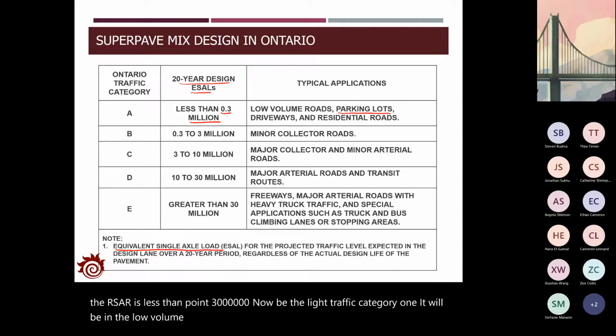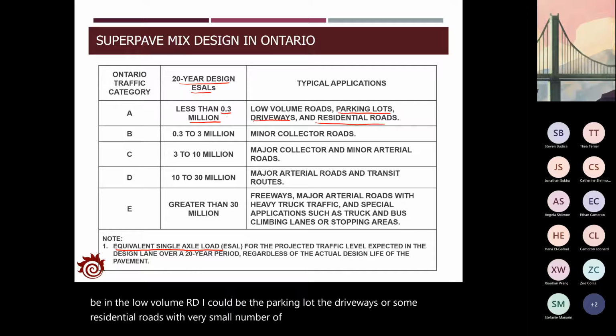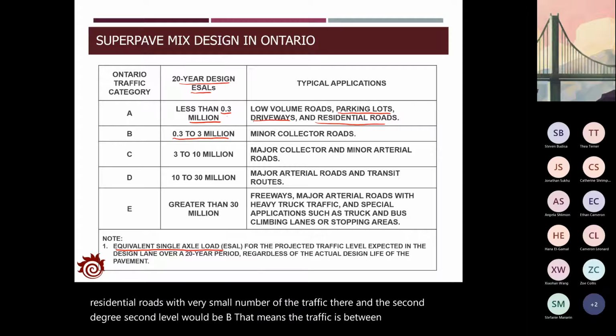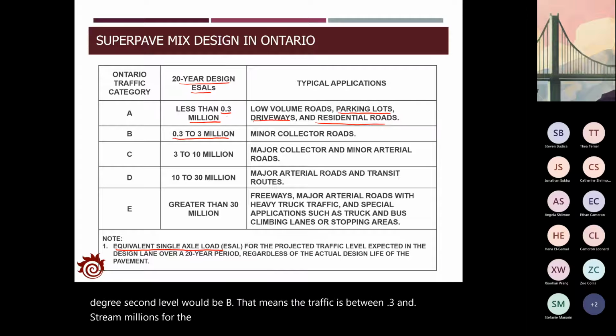It could be the parking lot, the driveways, or some residential roads with a very small number of traffic there. And the second level would be B. That means that the traffic is between 0.3 and 3 million for the 20-year design life. This will usually apply for the minor collector roads.